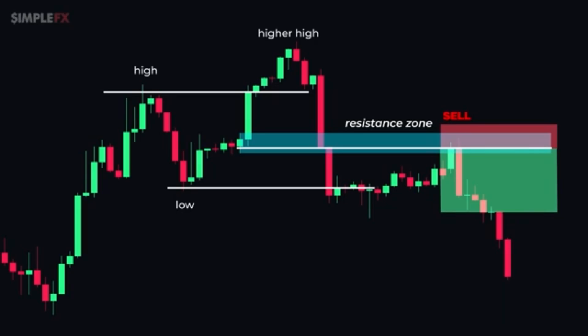profit. Now that you know these strategies, it's time to take action and start using them in real trades.